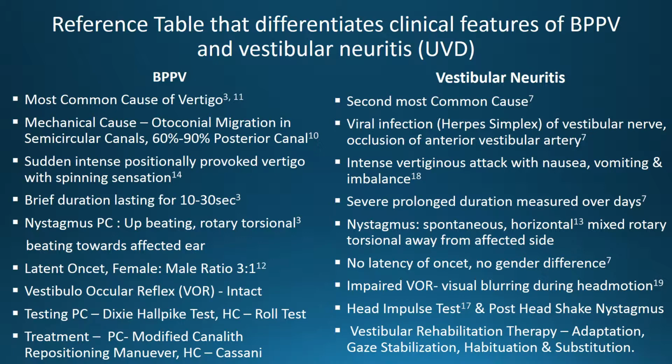There is usually a latency of onset. Female to male ratio is 3:1. The vestibular ocular reflex is intact. To test the posterior canal, you perform a Dix-Hallpike test. To test the horizontal canal, you perform a roll test.